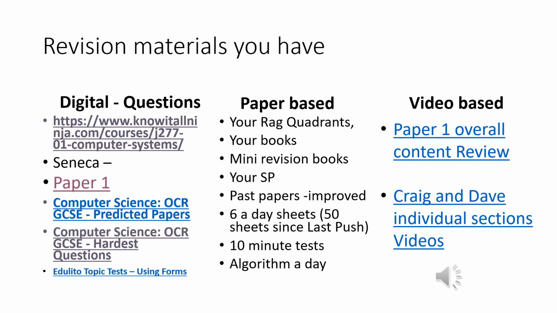In terms of what you've got for paper, you've got your RAG quadrants. You can do a fresh one from the PowerPoint. You've got your books. You've got those mini revision books that I gave you. You have copies of your past papers that you've written in. I gave you 6-a-day sheets, which has got 50 sheets of questions since the last push. You should be working towards those. You should be in the last half a dozen of those now. Answers are in Arbor. Then there's the 10-minute tests that you've got inside your folders, and we don't need algorithms for a day at the moment.